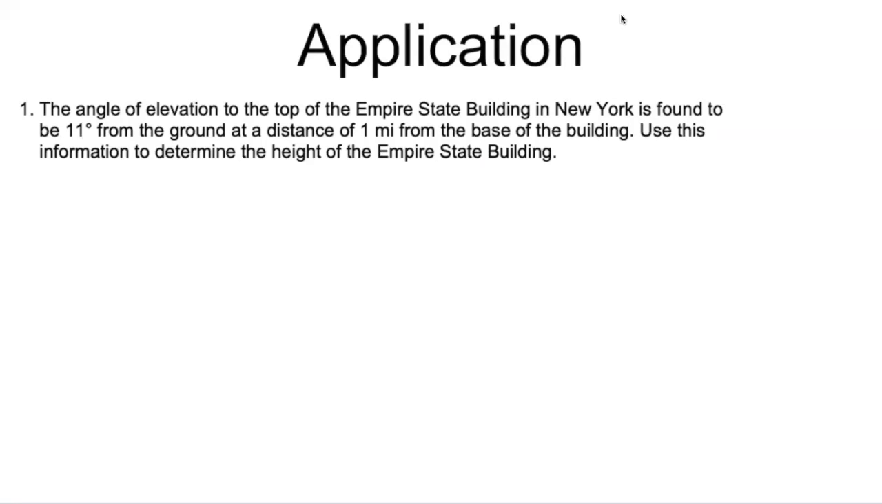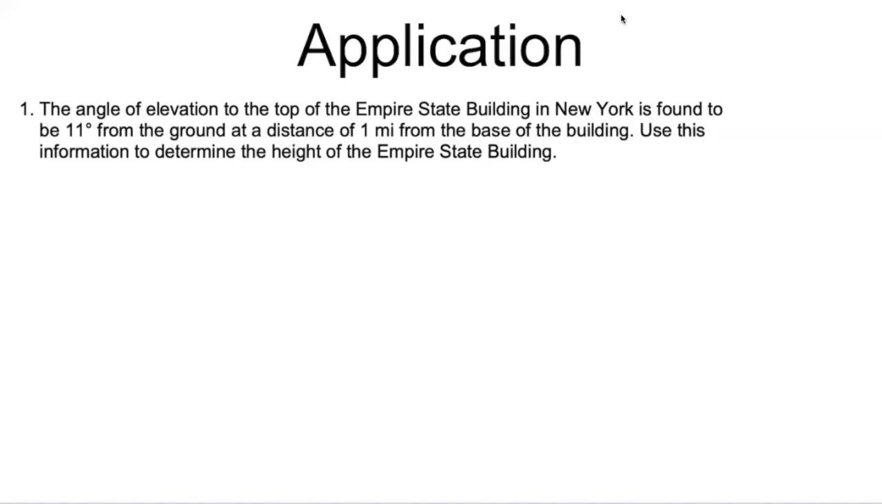In this problem, we are given that the angle of elevation to the top of the Empire State Building in New York is found to be 11 degrees. So that means from the ground, looking up, our line of sight creates an angle that is 11 degrees. It's often helpful to give yourself a little sketch.